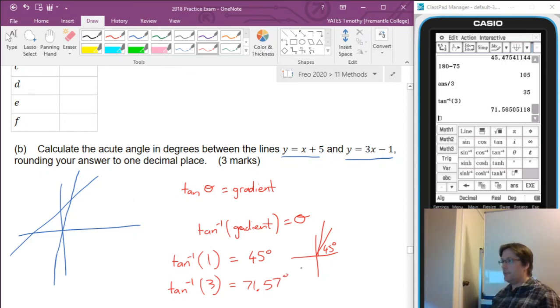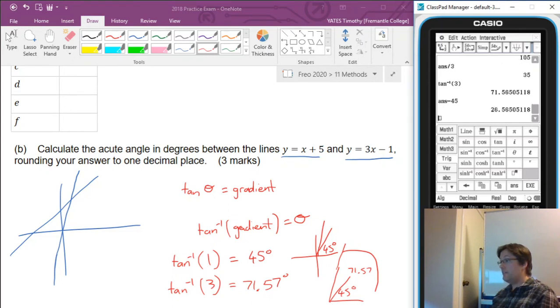We want our final answer to 1 decimal place. So we've got 2 angles here. One's 45 degrees. One's 71.57 for the whole thing. So what we've got to do is take that number, subtract 45, and that gives us 26.6 because it's asking for 1 decimal place. So 26.6 degrees is our answer. So that is all pretty straightforward when it comes down to it.